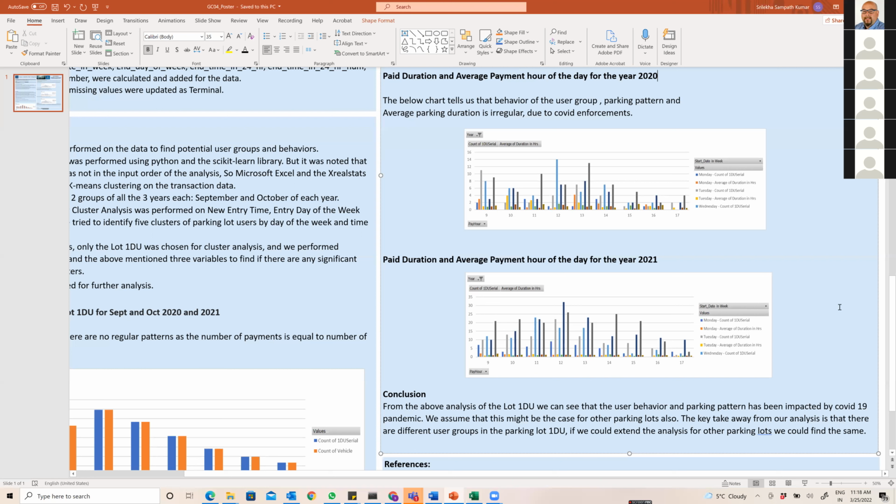So we can conclude that from this analysis on parking lot 1DU, we can get some insights on the user behavior and the parking pattern and the impact of COVID too, obviously. So we can say that this might be the case for other parking lots as well. If we could identify the user groups and their parking patterns for all the parking lots combined, we may be able to make the parking process more streamlined, and we could implement new schemes such as a loyalty program for the customers. So this is our analysis, and these are our references. So thank you.